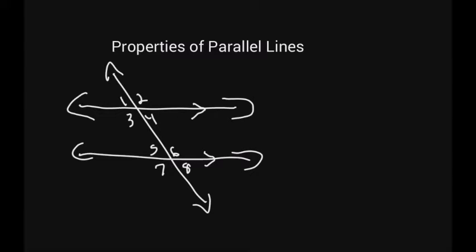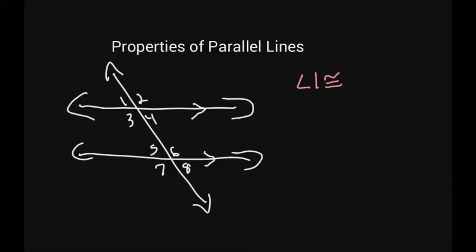Alright, we're going to talk about properties of parallel lines today. So we're going to be using the terms we used in the last video. So we're going to start with angle 1, and we want to find what angle 1 is congruent to. And we can use the properties we learned last time. Because these are parallel, certain angles are going to be congruent.